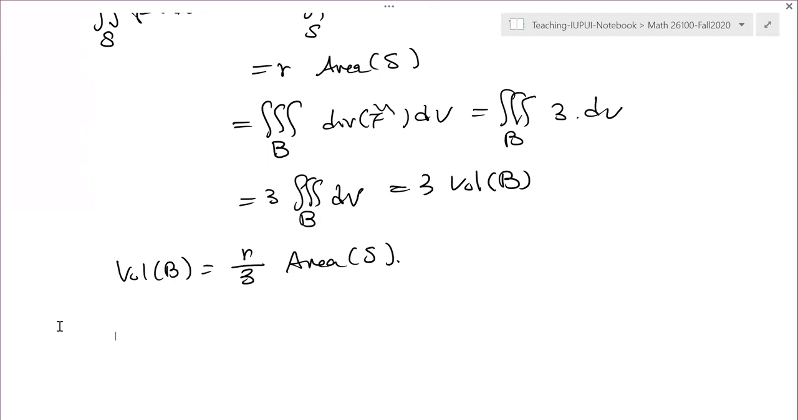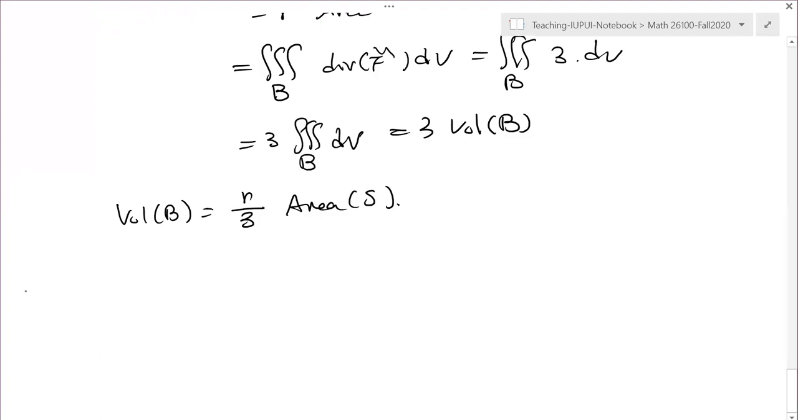Now let's take a look at another problem. So we have the vector field. It is going to be, let me draw it.